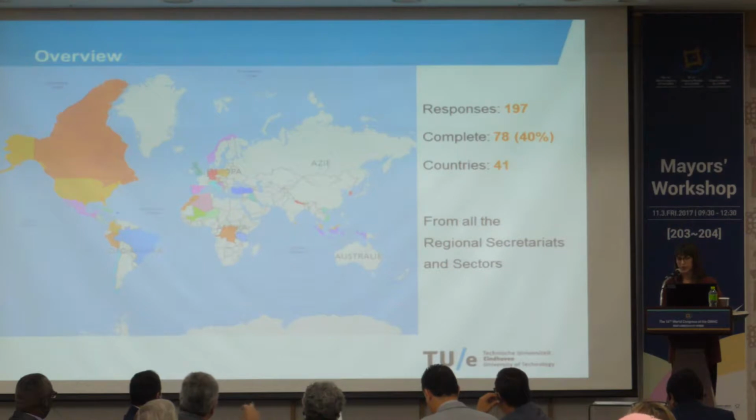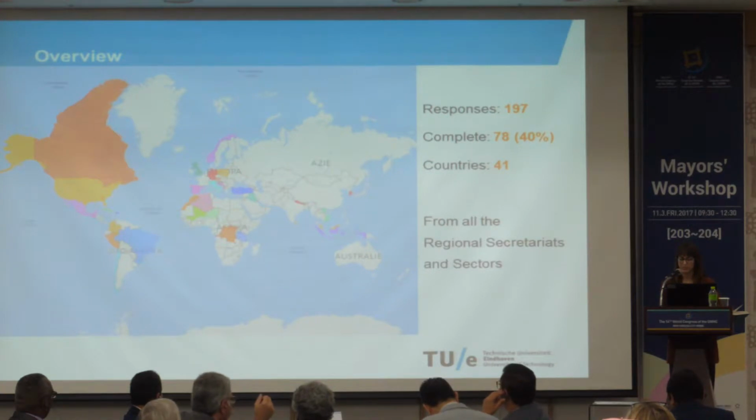This is an overview of the results we have so far, the responses we have so far. We got 197 surveys, 78 of them are completed, so 40%. This shows interest in our research and the willingness to know more about the topic and work on it. From more than 40 countries, from all the regional secretariats and sectors of the Organization of World Heritage Cities.